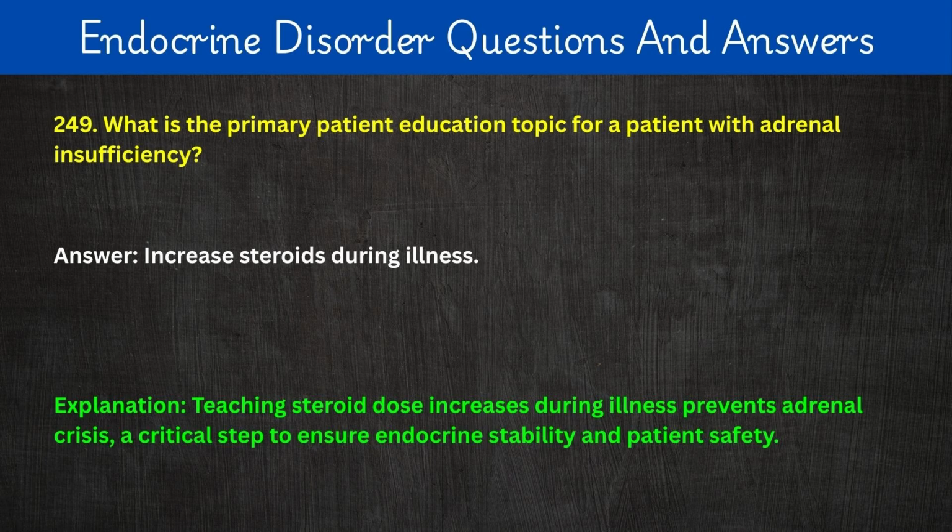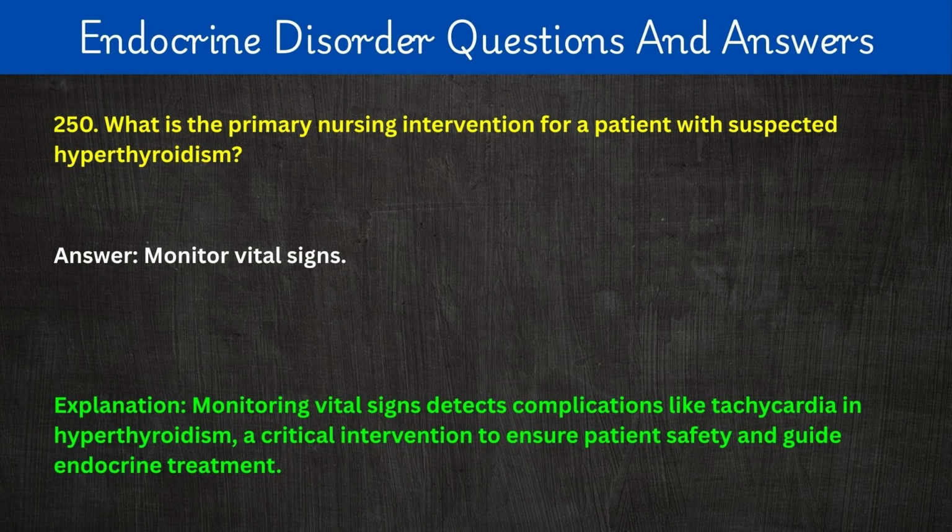Answer: increase steroids during illness. Explanation: teaching steroid dose increases during illness prevents adrenal crisis, a critical step to ensure endocrine stability and patient safety. 250. What is the primary nursing intervention for a patient with suspected hyperthyroidism? Answer: monitor vital signs. Explanation: monitoring vital signs detects complications like tachycardia and hyperthyroidism, a critical intervention to ensure patient safety and guide endocrine treatment.